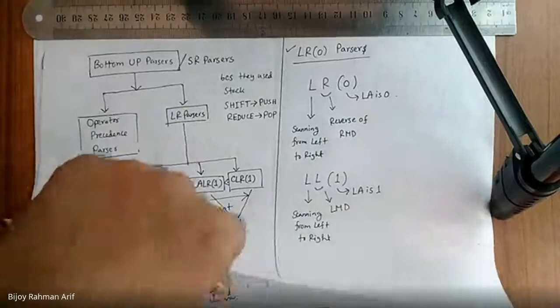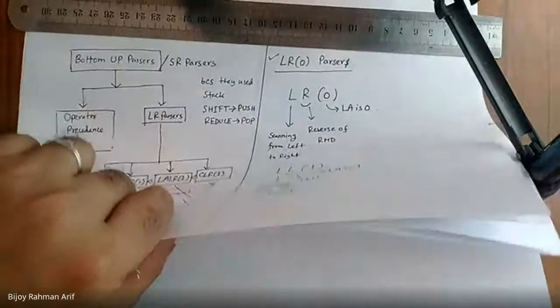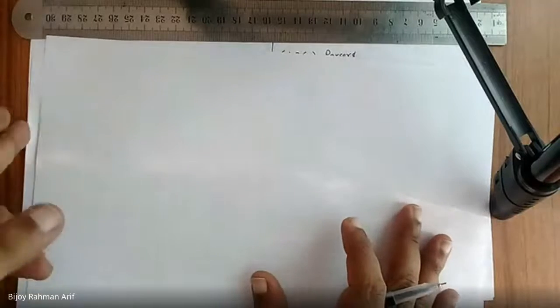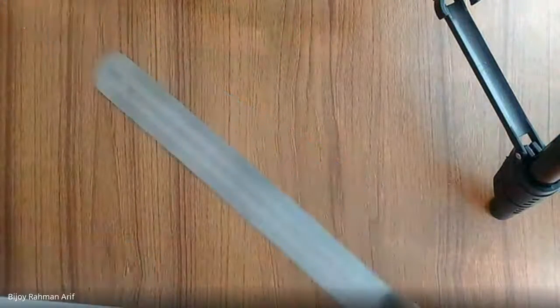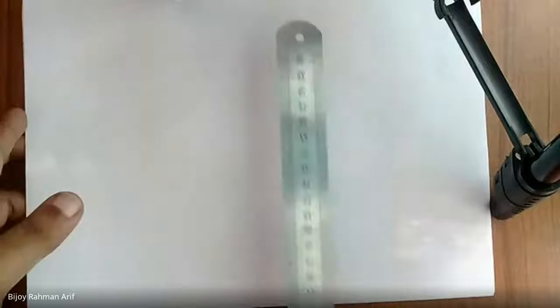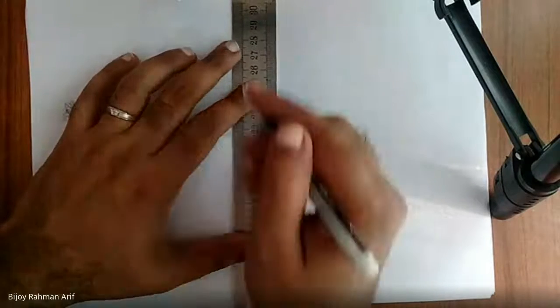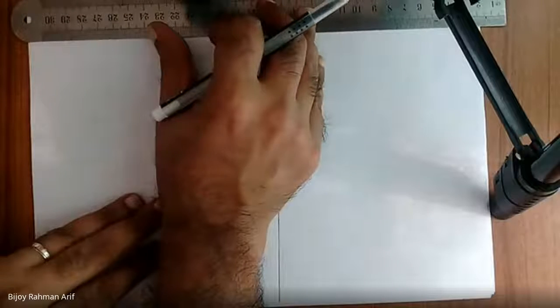Now, in top-down parsers, especially LL1, we have learned a concept called First and Follow. Here also we are going to learn two concepts. Those are called closure and GOTO. So we can say two fundamental concepts in LR parsers.